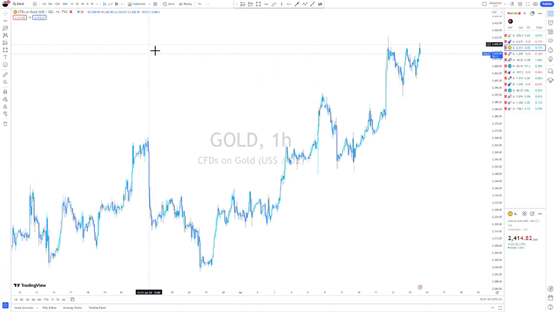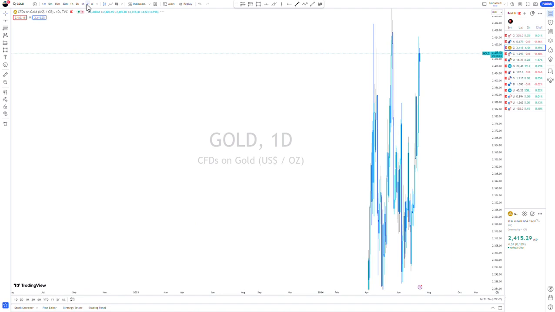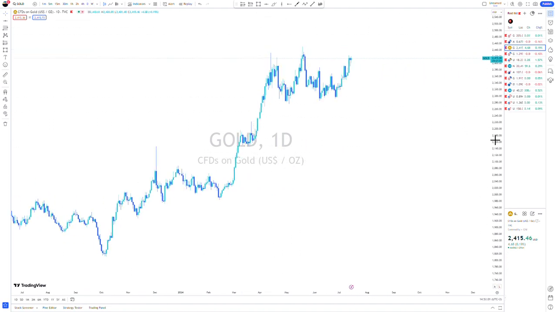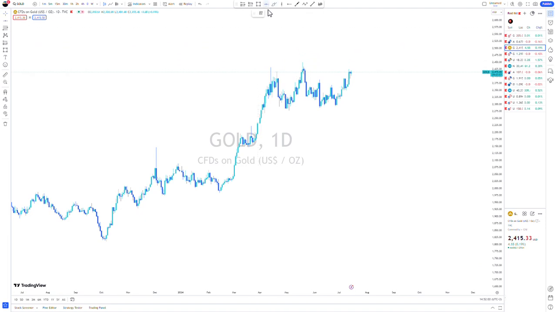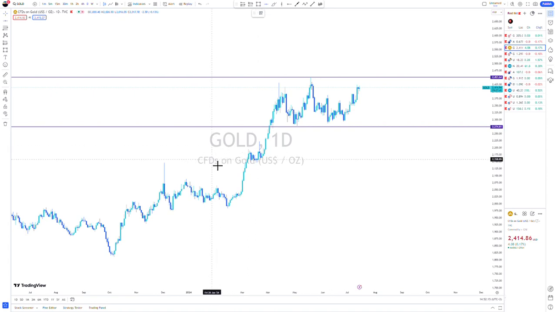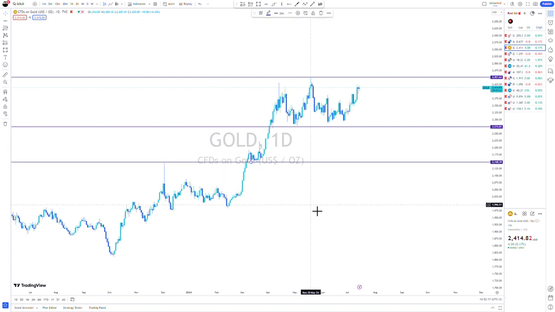What I do when I open my charts, the first thing I do before I analyze is go on my daily chart. On my daily time frame, that is where I mark my levels, my zones, my support and resistance, and look at the overall direction of the market. As you can see, the market is currently trading between those two levels right there. So I can conclude that the market is currently ranging. It's currently in a consolidation.